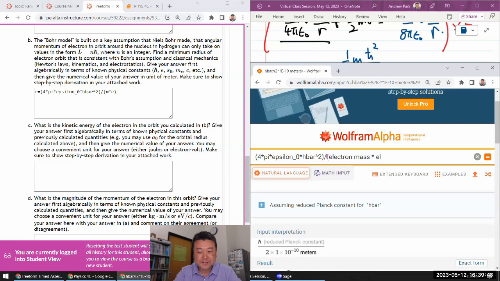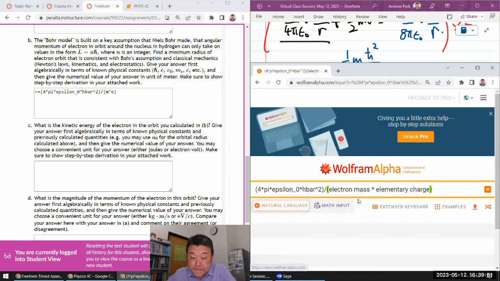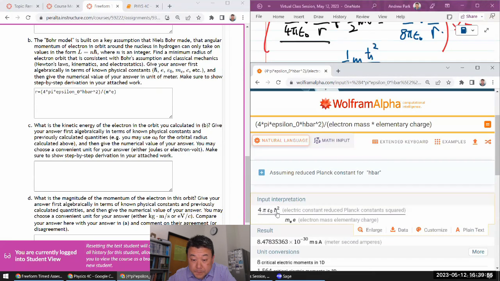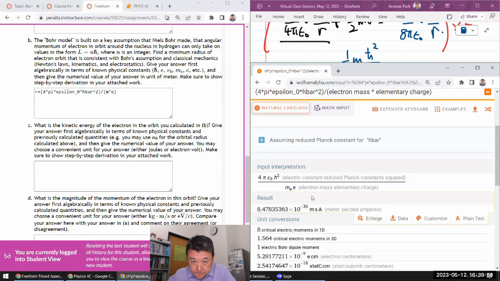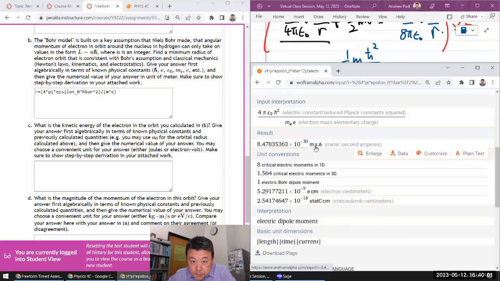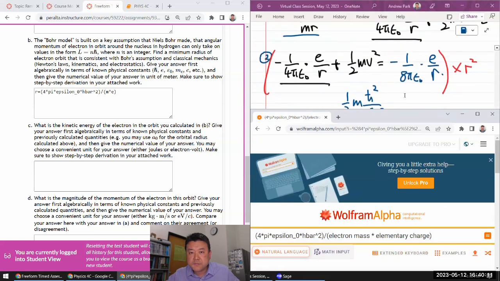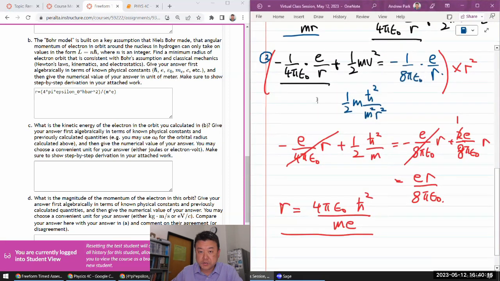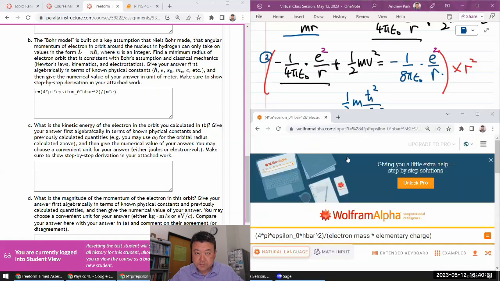So electron mass times elementary charge. Meter second. Yeah, I see. I had a missing factor. So that's the electric potential. I need to multiply that by the elementary charge. So I need this thing squared for energy. So wherever I see it, I need to make sure that it's squared. So let me make that correction. Electron, elementary charge squared.